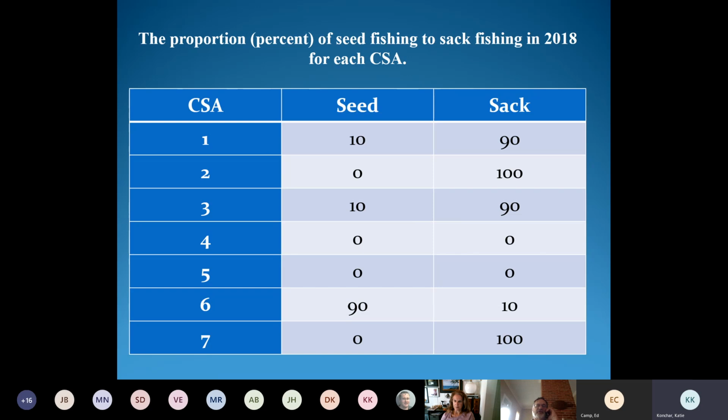And then you have to apportion the amount of seed fishing relative to sack fishing. So in CSA1, it would be expected that most of the fishing effort would be applied to the sack fishery, only about 10% applied to the seed fishery. Next slide.